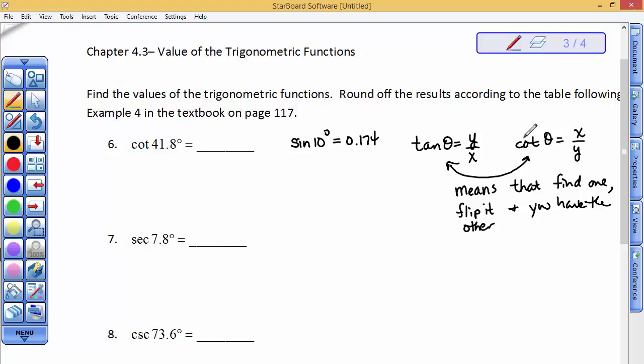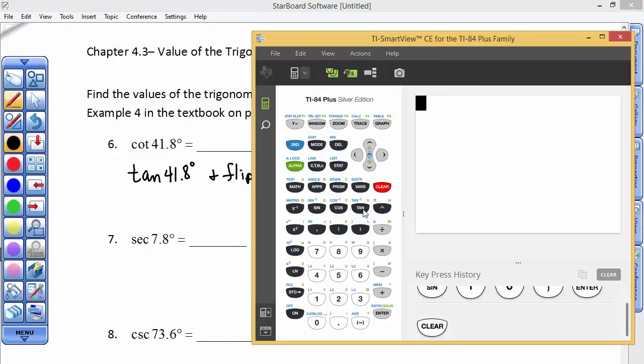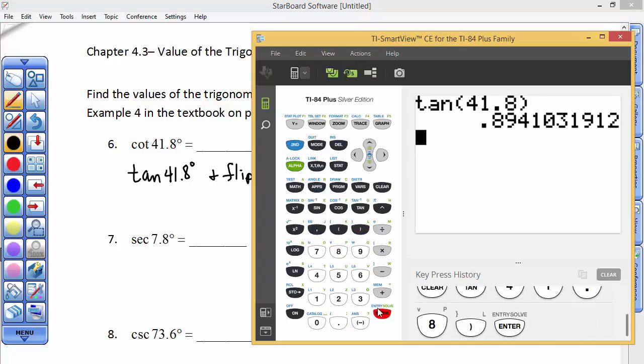So I wrote over here to the far right the fact that the tangent of an angle is defined as y divided by x. And a bit ago we defined that cotangent of an angle is the reciprocal of that, x divided by y. This means that if you find one of those, you can just flip it and you'll have the answer for the other one. So if you want to find the cotangent of 41.8, all you need to do is find the tangent of 41.8 and flip it. It's quite simple.